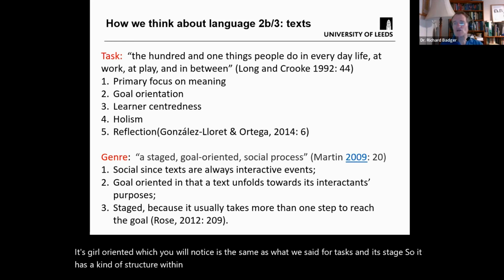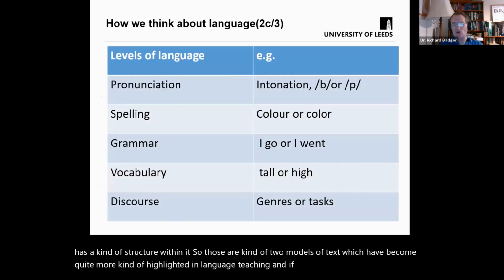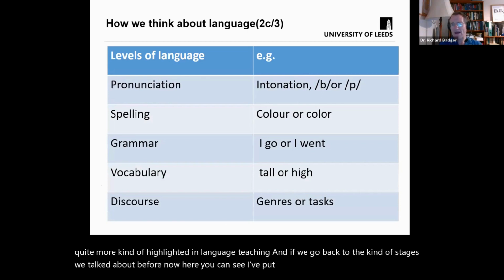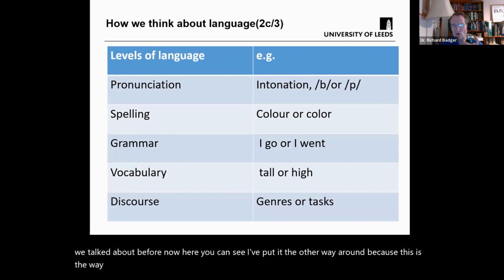So those are two models of text which have become more highlighted in language teaching. And if we go back to the stages we talked about before. Now here you can see I put it the other way around because this is the way language textbooks quite often talk about it.